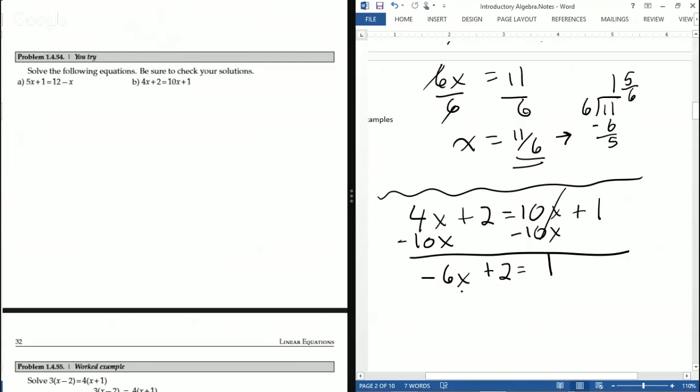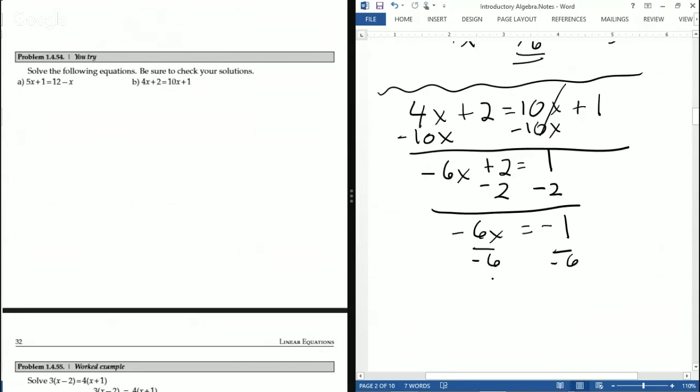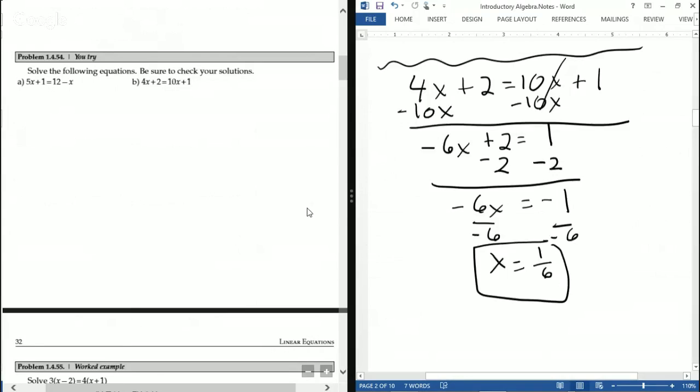Now it's time to solve for x. Let's isolate the x term, so I have to get rid of the plus 2 now. What's left? Negative 6x is equal to negative 1. And when I divide both sides by negative 6, I end up with the fraction x is equal to a positive 1 over 6 now. A negative divided by negative makes a positive. And so my answer for this is 1/6. All right, let's move on.